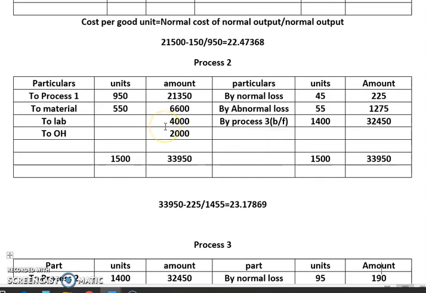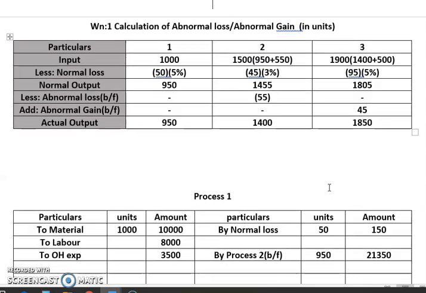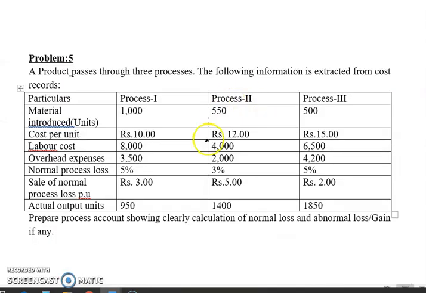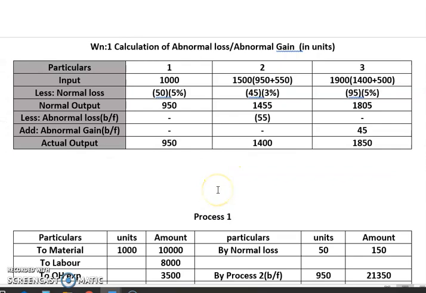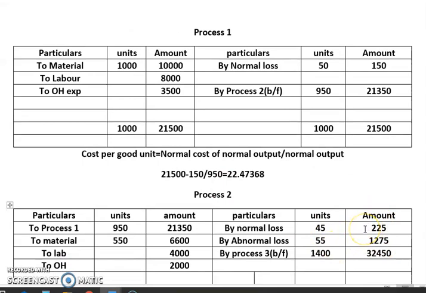Now, same holds good with your process 2. What did I do? Now, what is the most important thing here is whatever which has been transferred from process 1 need to be first taken care here. So, from process 1 to complete the double entry, see here, 950 I will take and 21,350 I will transfer from process 1 to process 2 by writing to process 1 account. Now, I have taken my respective material, labor and overheads. Also, my normal loss here is how many units? 45 units, and each unit is sold at 5 rupees each. So after doing the calculation, I got 225.